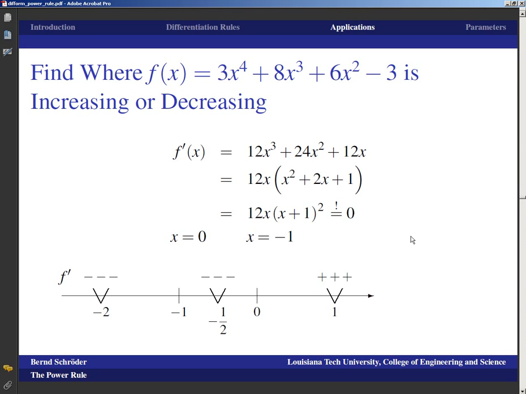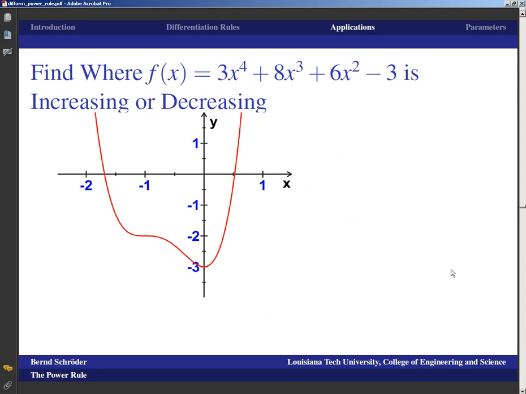Okay, we can now interpret this. Derivative being negative means the function is decreasing from negative infinity to negative 1, decreasing from negative 1 to 0, and increasing from 0 to infinity. And we can also check that by just plotting the function and comparing the plot to what we have worked out in our analysis.